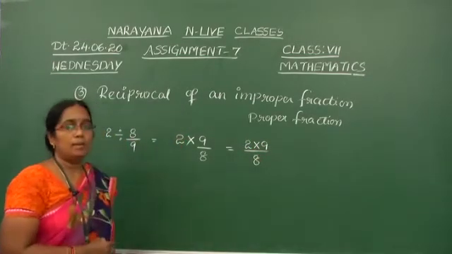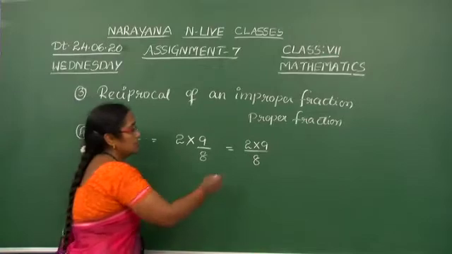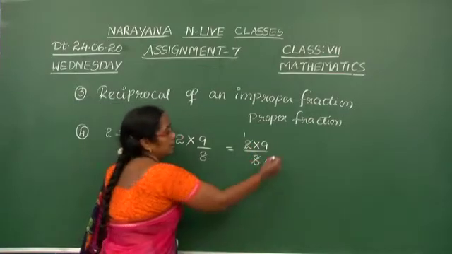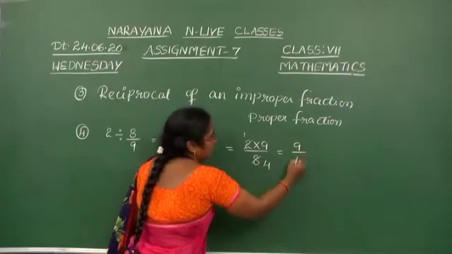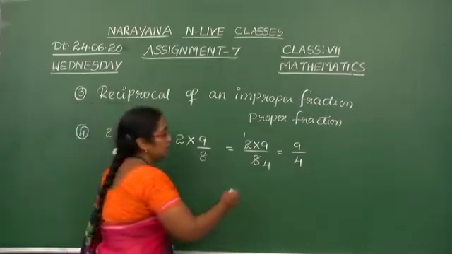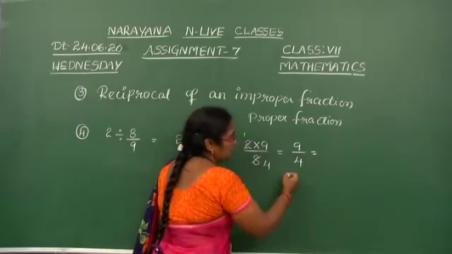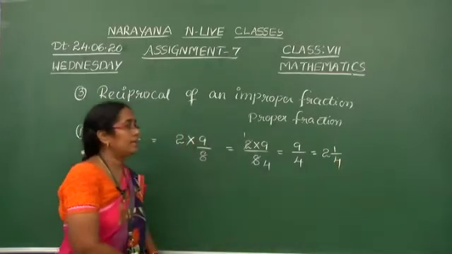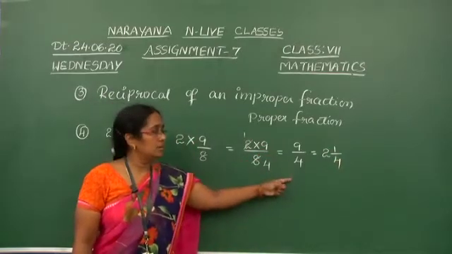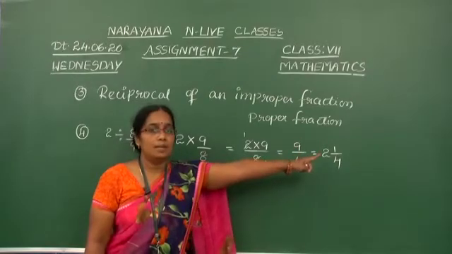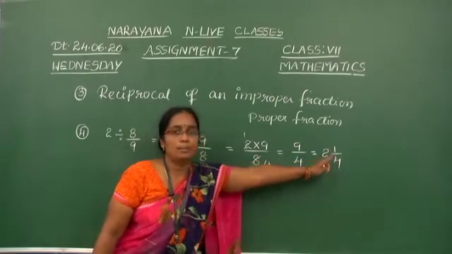Now if any common factors are there, they can be cancelled. So 2 and 8 can be simplified. 2 ones are 2 and 2 fours are 8. Now we got 9 by 4. 9 by 4 can be converted into a mixed fraction also. By converting into a mixed fraction, we will get 2 1 by 4. Why? Because we will divide the numerator by the denominator here. So 4 in 9, 2 times will divide. So 4 2s are 8 plus 1 will be the remainder. So 2 1 by 4 is the answer.